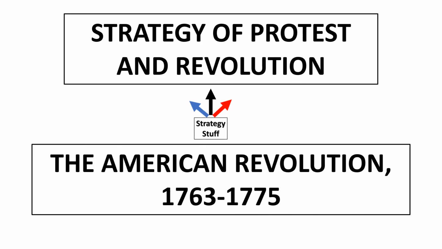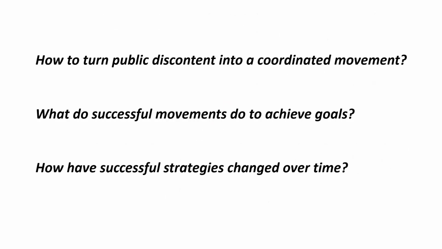This is the third video on the strategy of protest and revolution, where we'll look at how ordinary revolutionary and protest movements win against establishments with the state's power at their fingertips. In particular, we'll focus on the following questions. How do activists turn public discontent into a coordinated movement? What do successful movements do to achieve their goals? And how have successful strategies changed over time?